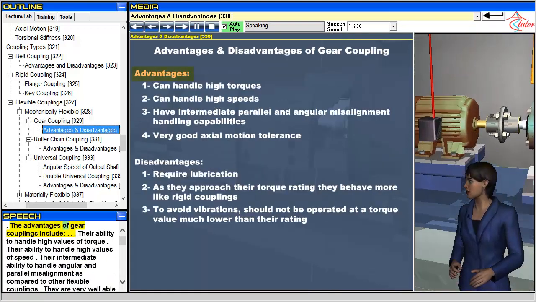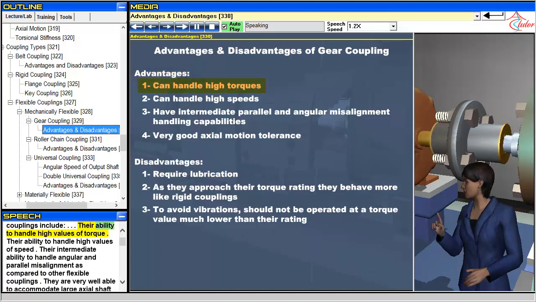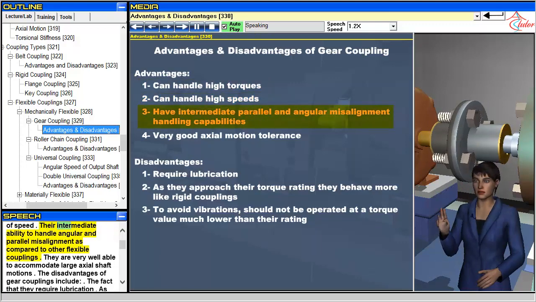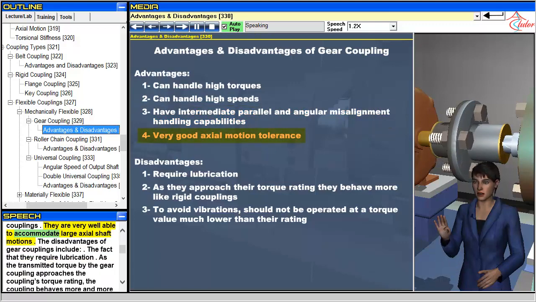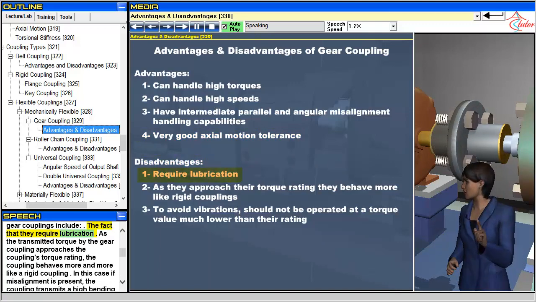The advantages of gear couplings include their ability to handle high values of torque, their ability to handle high values of speed, and their intermediate ability to handle angular and parallel misalignment as compared to other flexible couplings. They are very well able to accommodate large axial shaft motions. The disadvantages of gear couplings include the fact that they require lubrication.